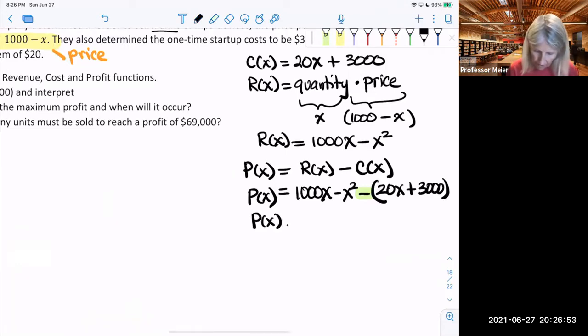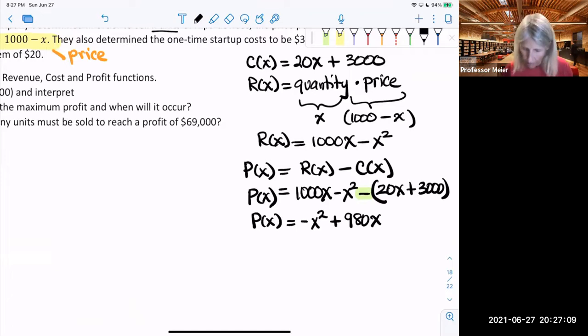All right, so let's simplify the profit function. I'm going to put the X squared first, so it's going to be negative X squared. 1,000X, take away 20X, that'll be 980X. And then distributing the negative to the 3,000, minus 3,000. All right, I've got them. Let me highlight. I've got the cost function here, the revenue function here, and finally the profit function here. There's the first part of the problem.